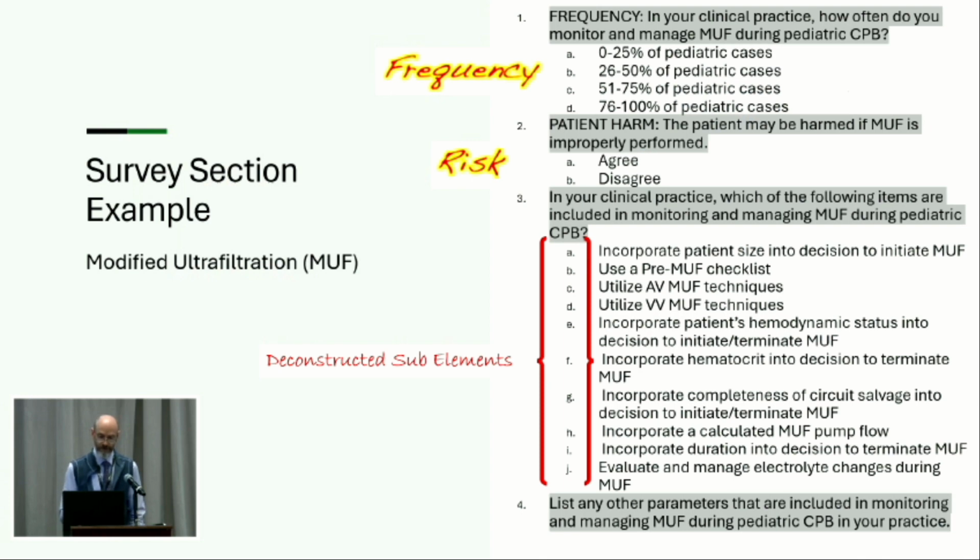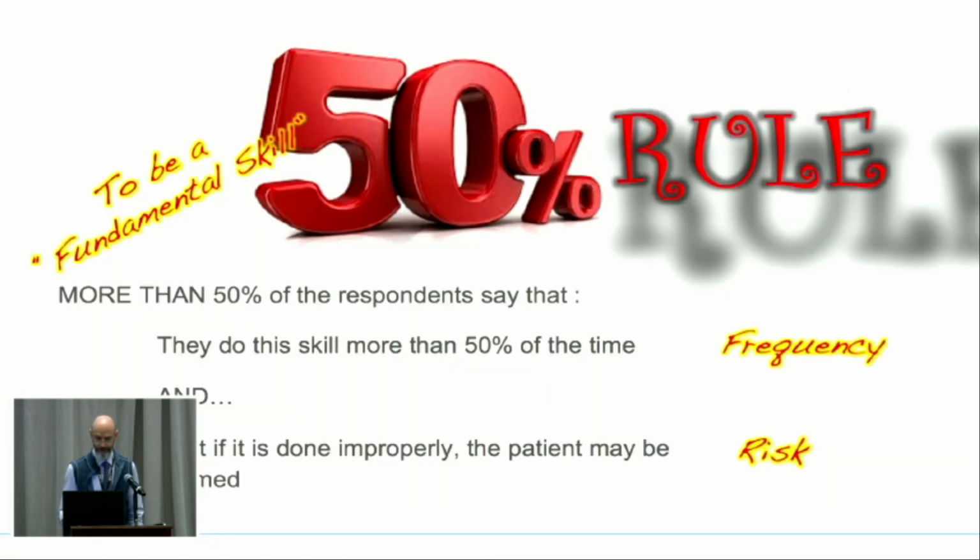Next, after every question, we go on then to some assessment of patient harm. Hey, by the way, if you do this incorrectly, could the patient be harmed? And that's our assessment of risk. And now that we're talking about this particular skill, we proposed a bunch of things that might be involved in doing that and left an open-ended comment at the end in case we left something out. So if you think it's really important when you're doing MUF to do something you didn't list there, we want you to write it in at the bottom. And those are the deconstructed sub-elements.